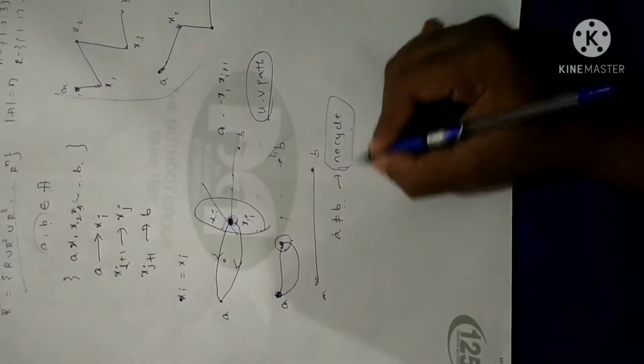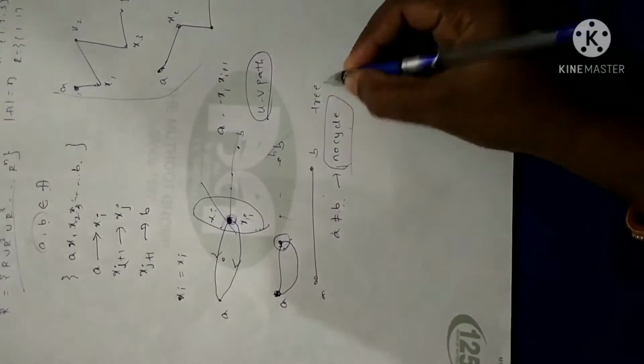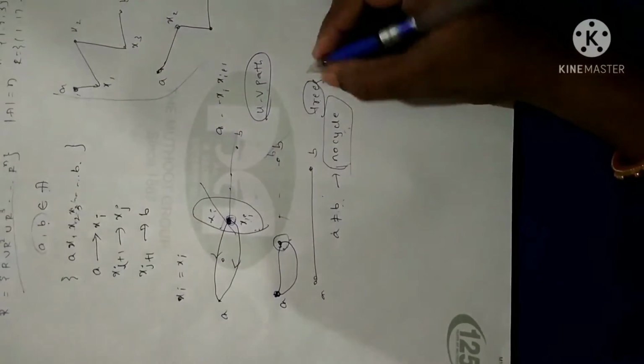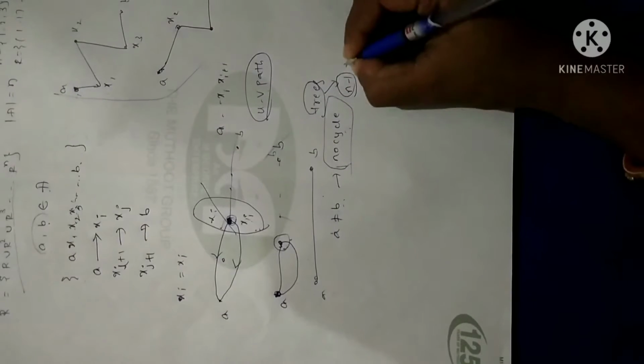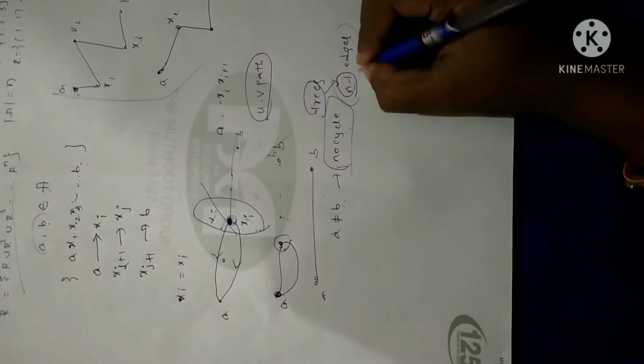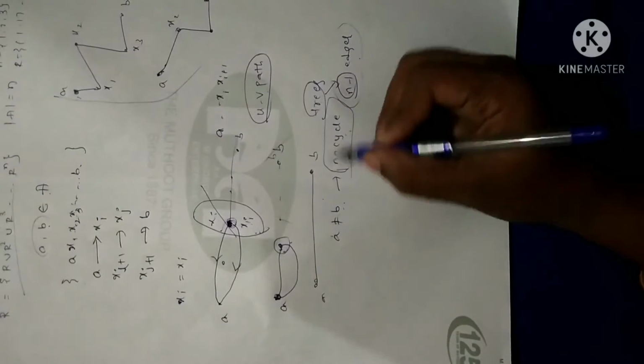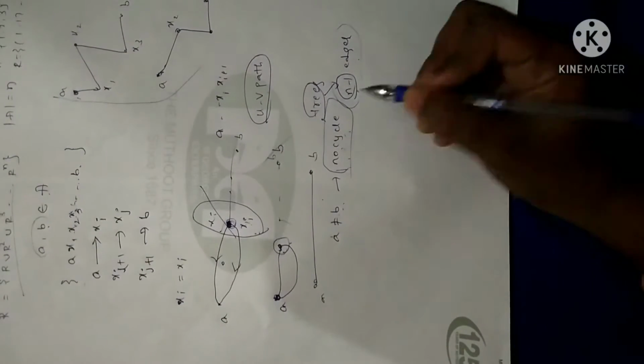So I have already explained this concept in the chapter trees, right? If it has no cycle, then it will become a tree, and there will be n minus 1 number of edges, right? I have proved this theorem. In a tree, there are n minus 1 edges. Since there is no cycle, I can say this path will become a tree. There will be n minus 1 edges.